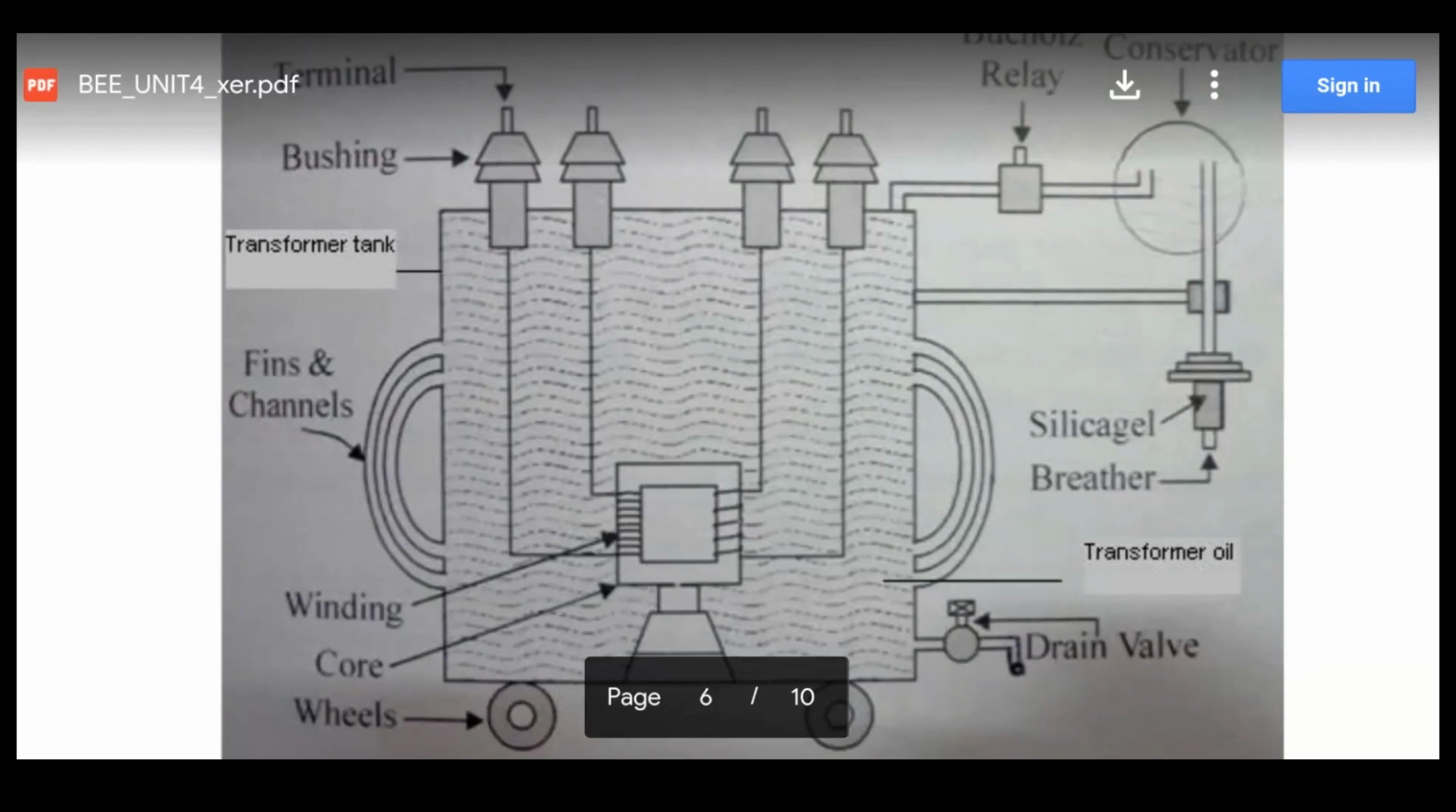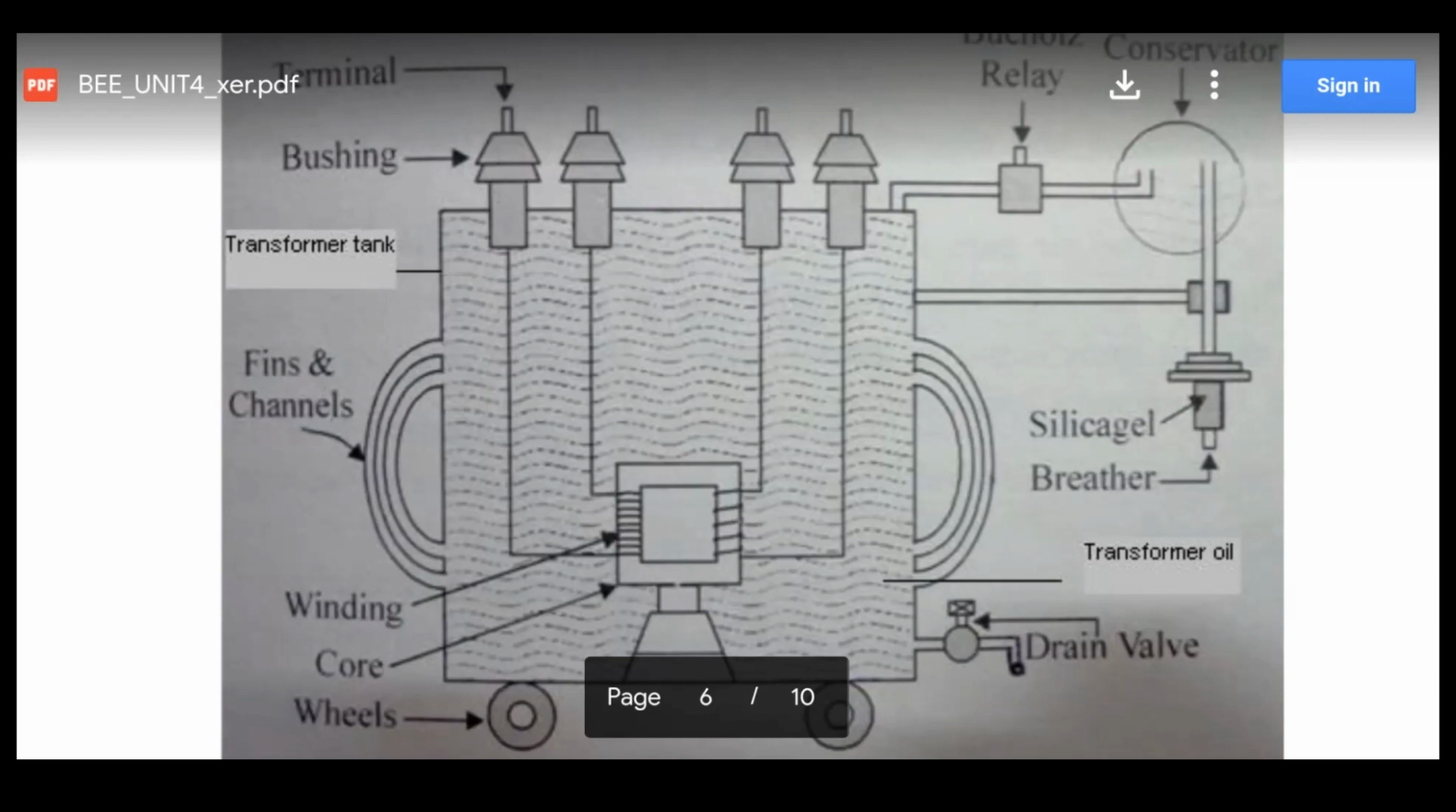To enhance the cooling within the transformer tank, these fins and channels are provided. They provide additional passage for transformer oil to move from down to up. So we are giving extra area, extra path, so cooling will be enhanced. Okay, so this is one role of the transformer oil.